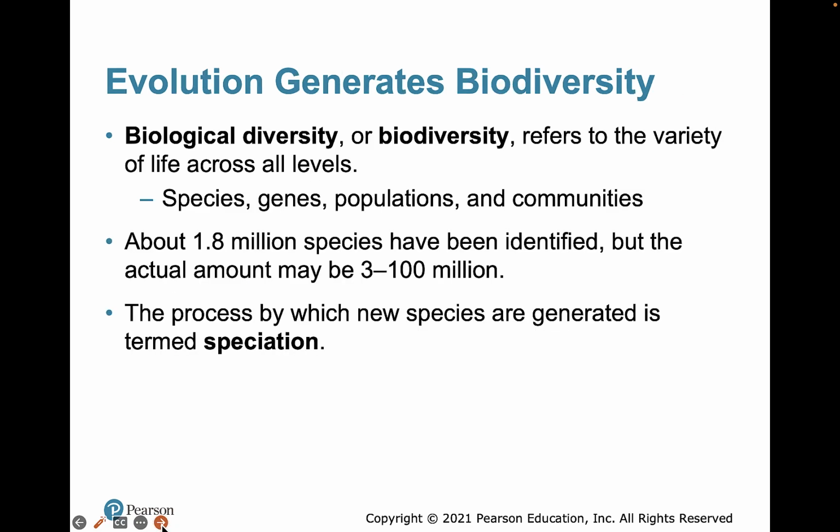So from all of these variations, these mutations and these adaptations, evolution creates biodiversity. This is a huge topic in this course. Biological diversity, or biodiversity, talks about the variety of life across all levels. We currently have named about 1.8 million species on the planet, but the actual amount might be even higher. We're going to talk about why that is down the line.